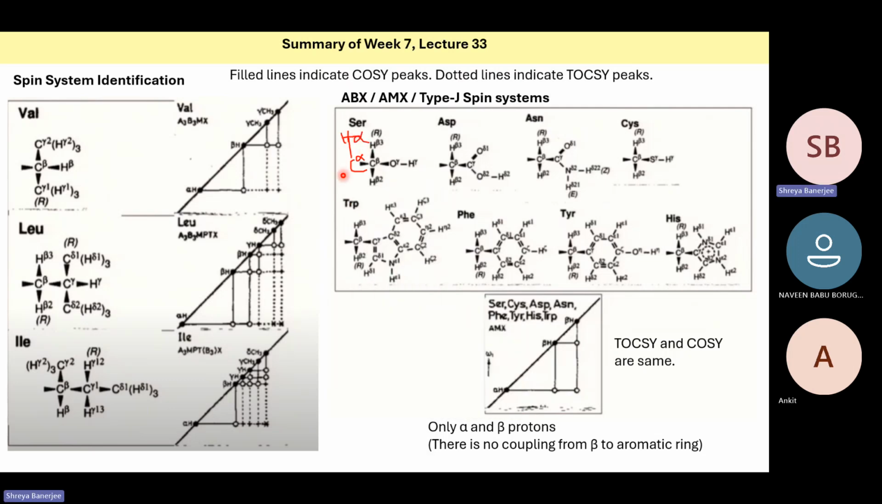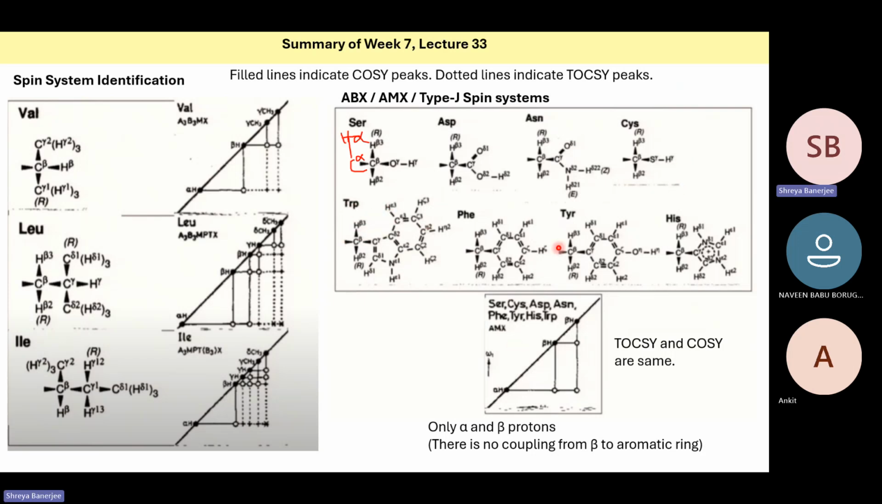So serine has C alpha, H alpha, then C beta, H beta. OH is exchangeable, so it is not seen. Then aspartic acid, again C alpha, H alpha, C beta, H beta. And this H is again attached to the carboxylic acid group, so it is not seen. Similarly, for asparagine, cysteine, they also only have C alpha and H alpha if we ignore the polar protons which are exchanging.